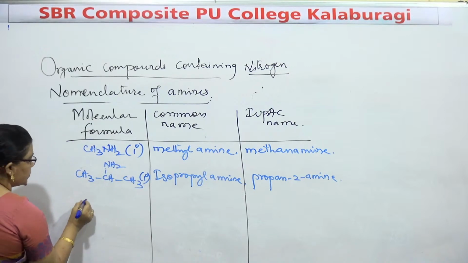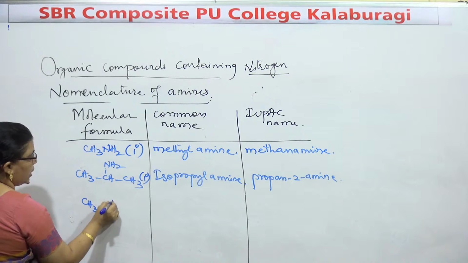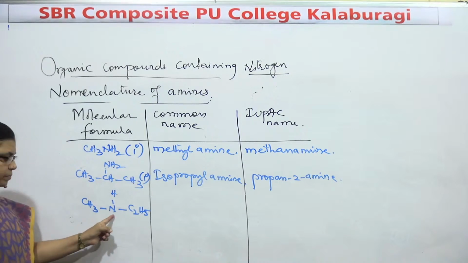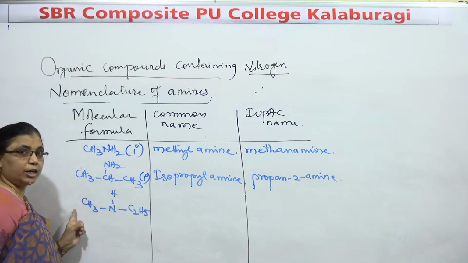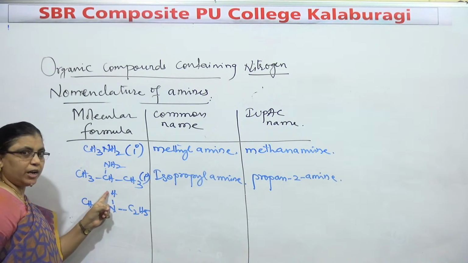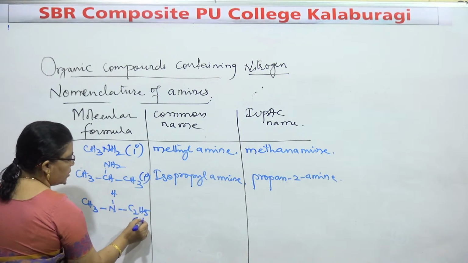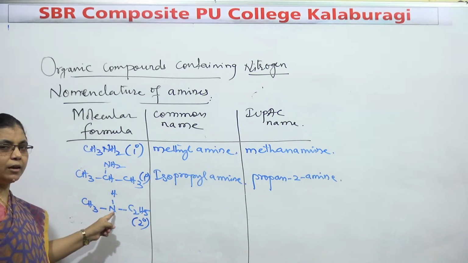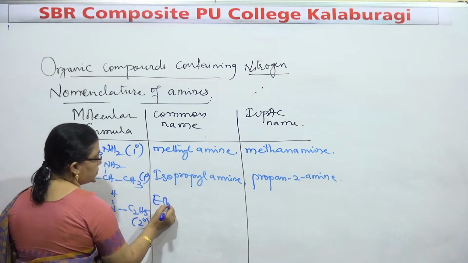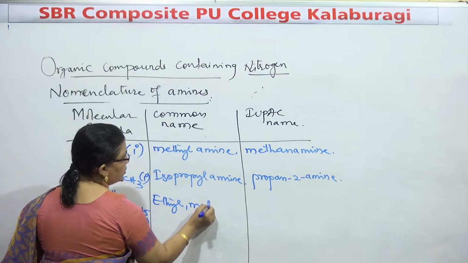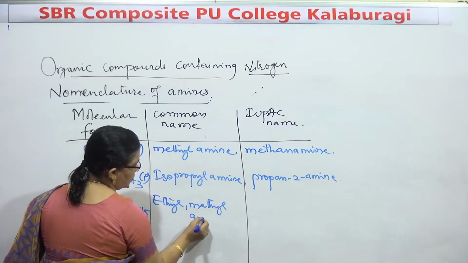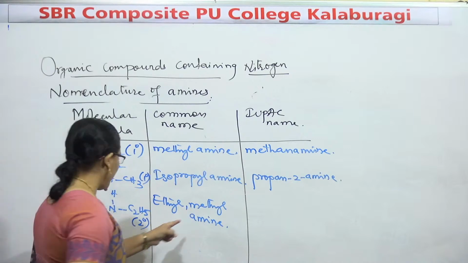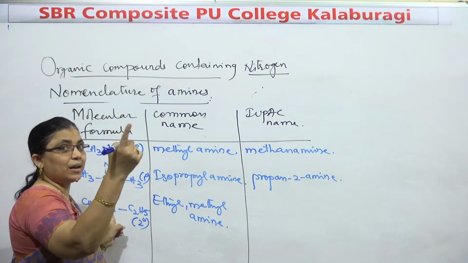Same way, CH3NHC2H5. Which type of amine is it? Nitrogen containing 2 alkyl groups and 1 hydrogen. It comes under what, children? Secondary amine. Ethylmethylamine according to the common system. And according to the IUPAC system, N-alkyl alkanamine we said.